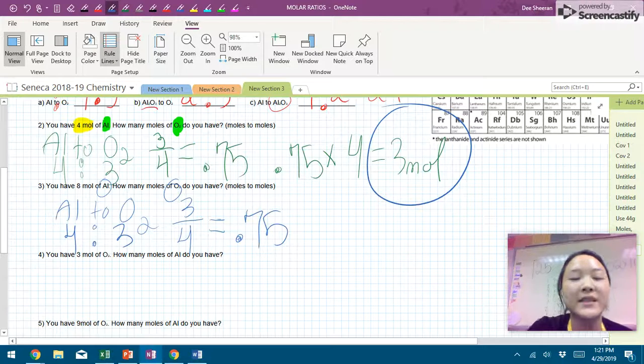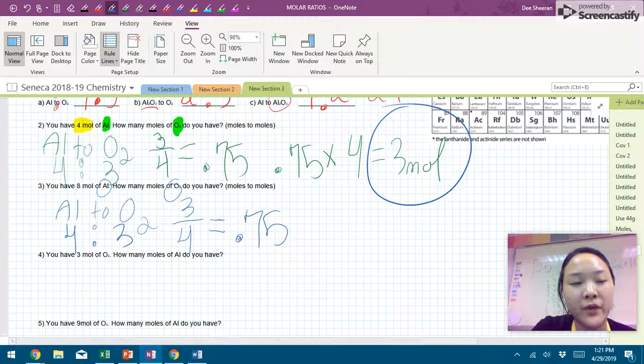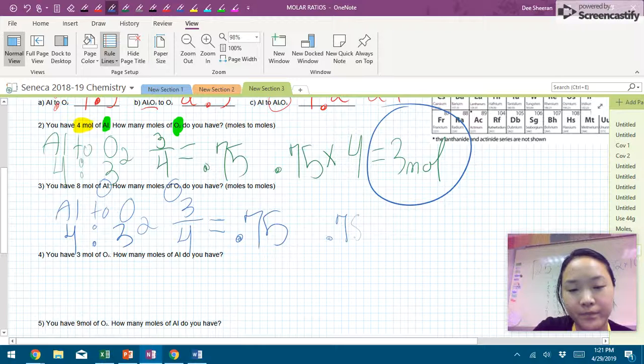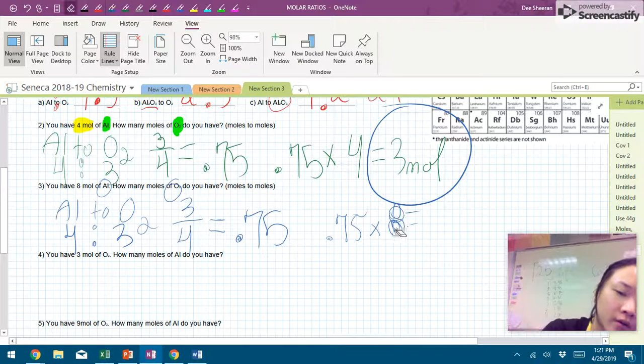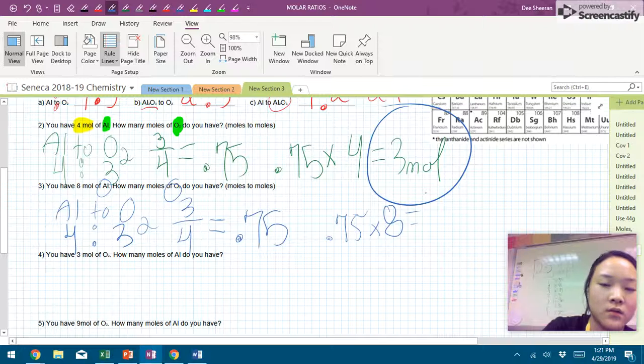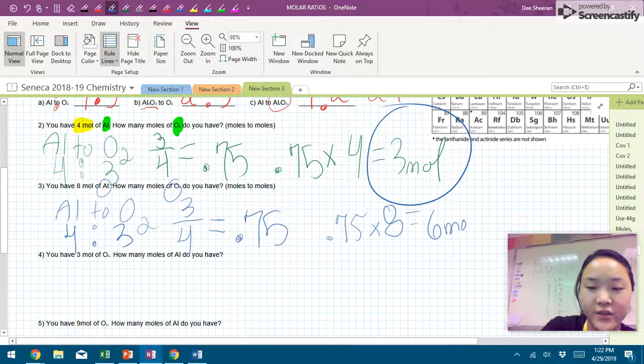Now you're going to do 0.75 multiplied by your given value, which is 8. So it's going to be 0.75 times 8, not divided by, times 8 moles equals, let me fix that. Is 6 moles. And this is your final answer.